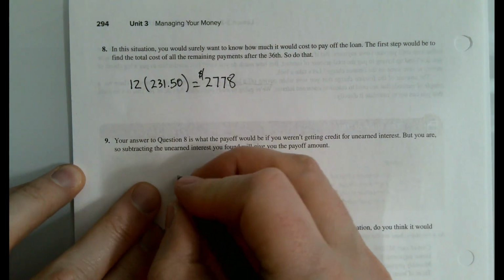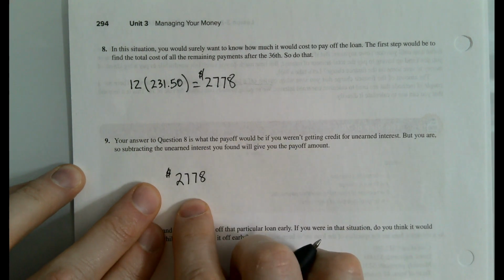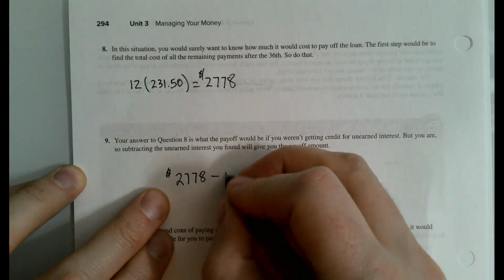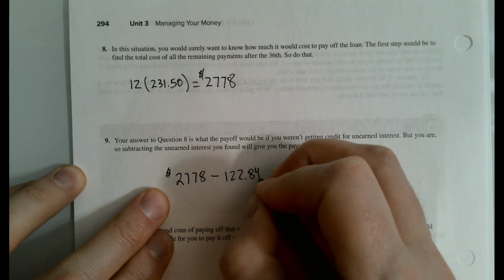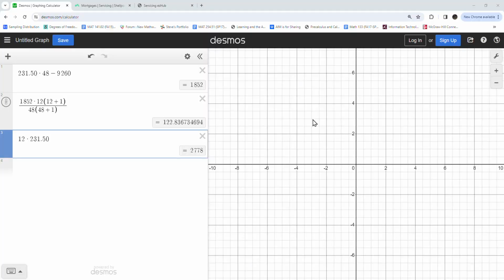All right. Then what we were going to do, because we calculated that 122.84, we're going to subtract that number. So we'll have this amount that we would have to pay in the 36th month minus the amount we were saving because we're paying it early. This is what we would call the early payoff amount. So I'm just going to take this and subtract 122.84. We need to pay $2,655.16 in the 36th month.